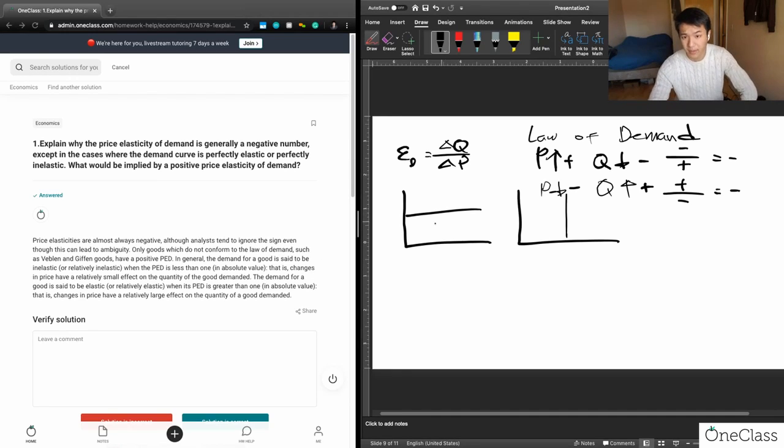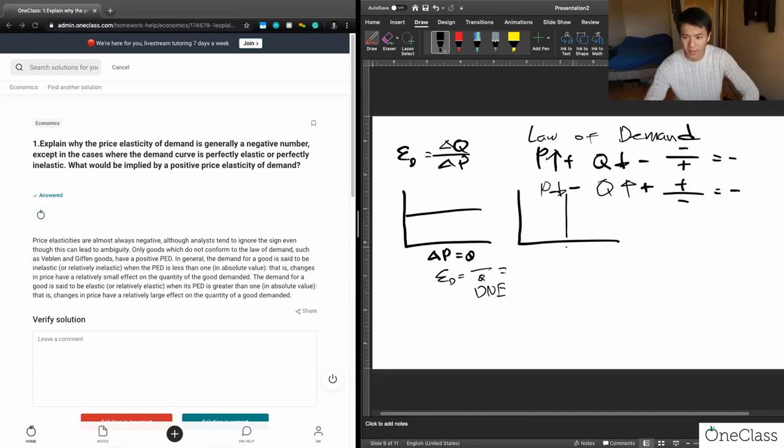Well, we know that when we have a perfectly elastic curve, there's going to be no change in price, basically. Price never changes, so price change is always equal to 0. And that means that elasticity is always going to be undefined here. Elasticity is equal to something divided by 0, which does not exist.